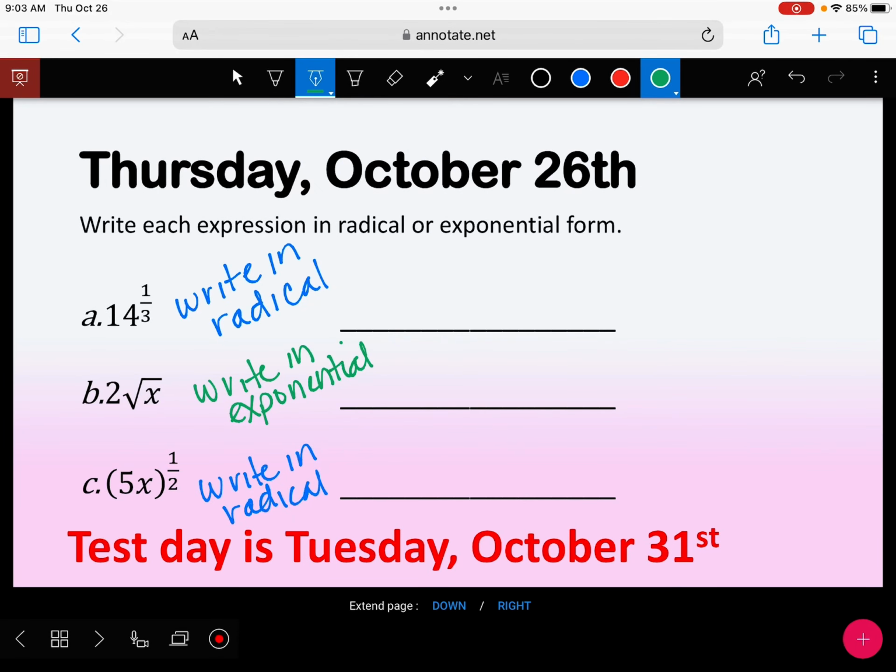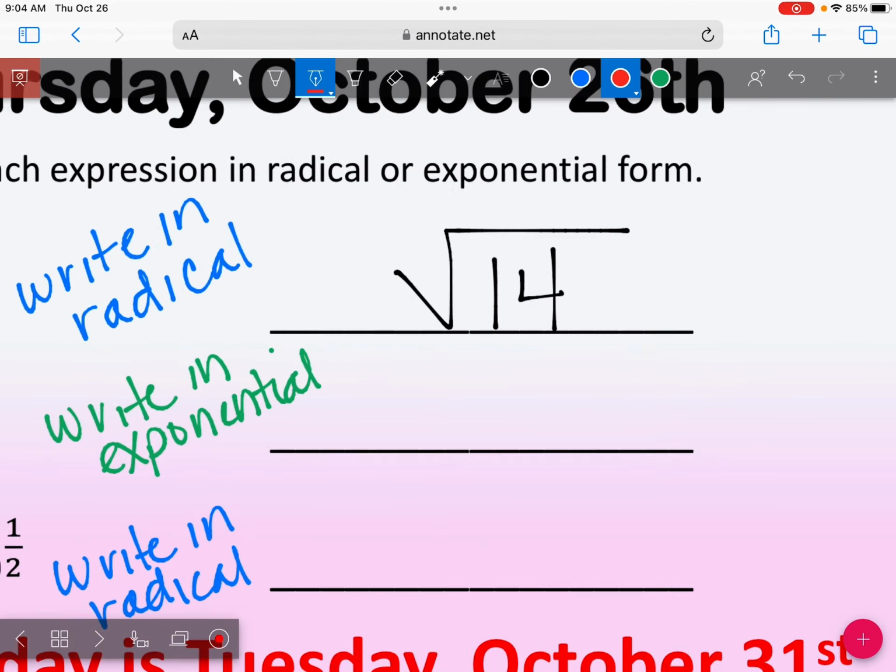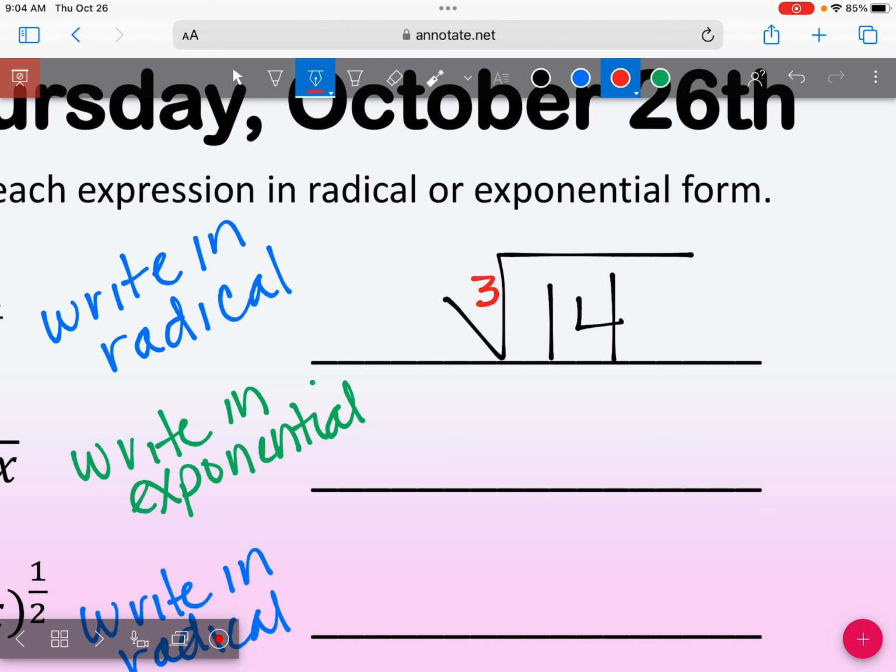So for this first one, we're going to make our radical. 14 goes underneath. Remember, the denominator goes in the hook. So what's the denominator of our fraction? 3. So we're going to put that in the hook. And then our exponent goes on the outside.